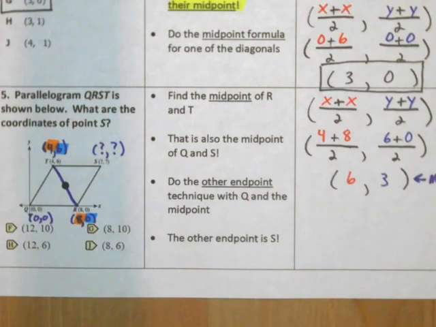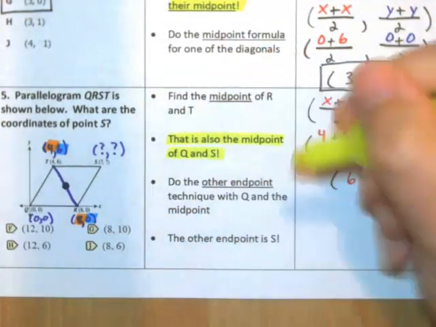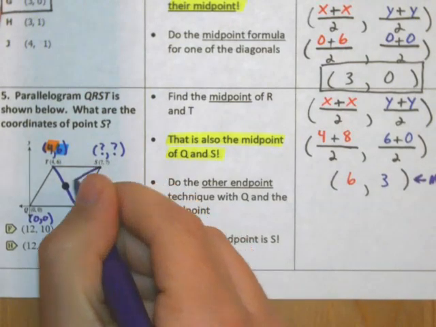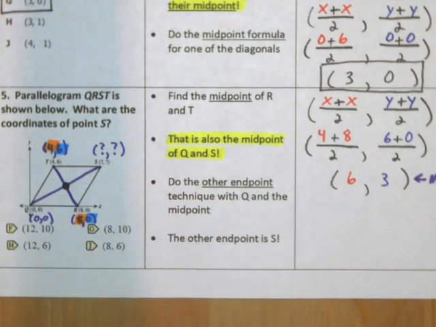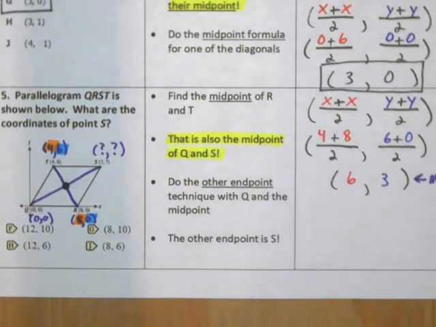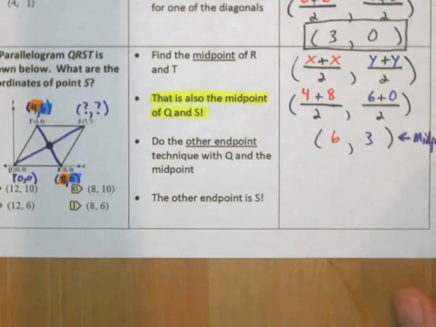And then what I want to realize, and kind of the key to this problem, is that that midpoint is also the midpoint of Q and S. So I'm going to draw the other diagonal connecting Q and S. That same point is our midpoint. So we're now going to do a technique which we learned back in September called the other endpoint technique. This is going to help us find endpoint S.